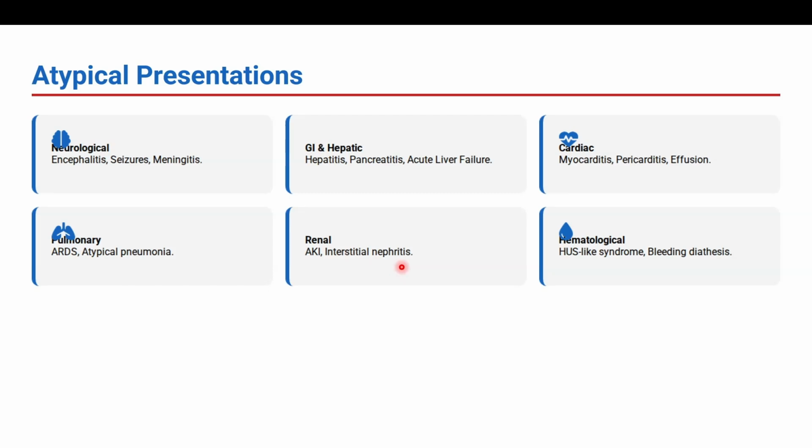AKI, interstitial nephritis can be present in case of dengue fever. There can be dengue-induced myocarditis with reduced ejection fraction. There can be pericarditis. There will be pericardial effusion due to third space fluid loss, capillary leakage. Yeah, HUS-like symptoms can be present. There can be bleeding diathesis.